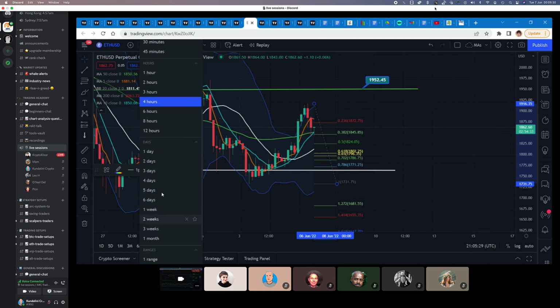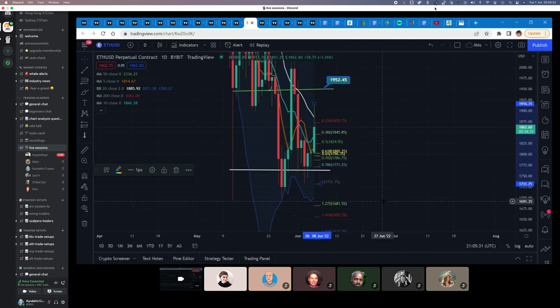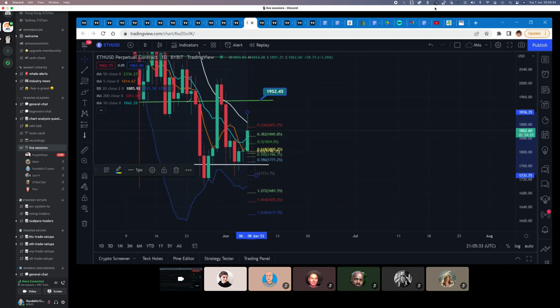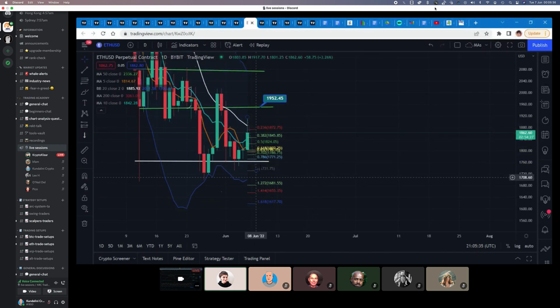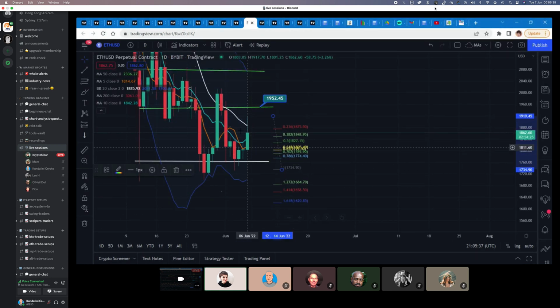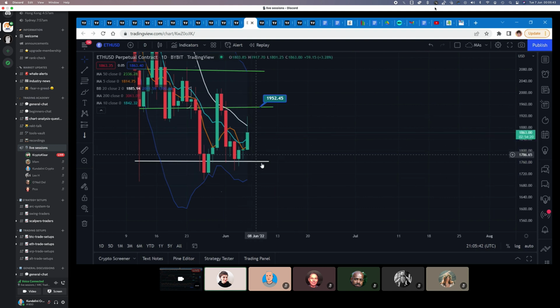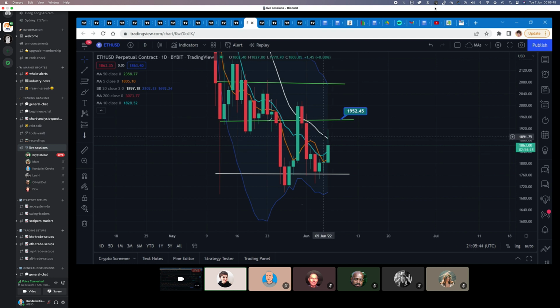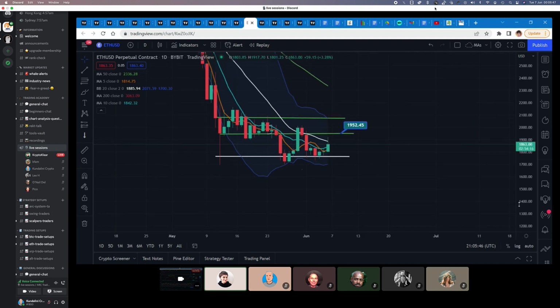Now on the daily, as is the case with XRP, we have a reasonably sized rejection. So this wick here at the 20 on the daily is quite... ETH has already done its double bottom.